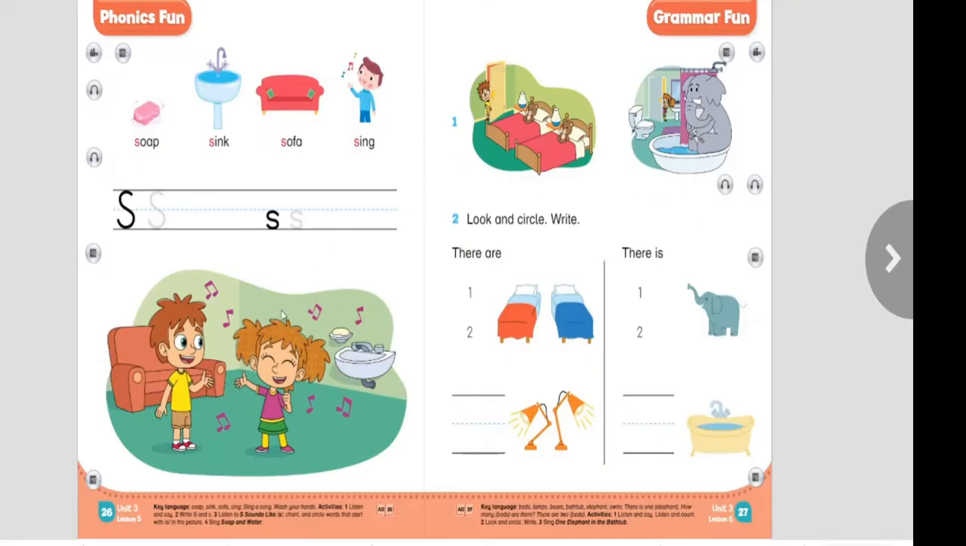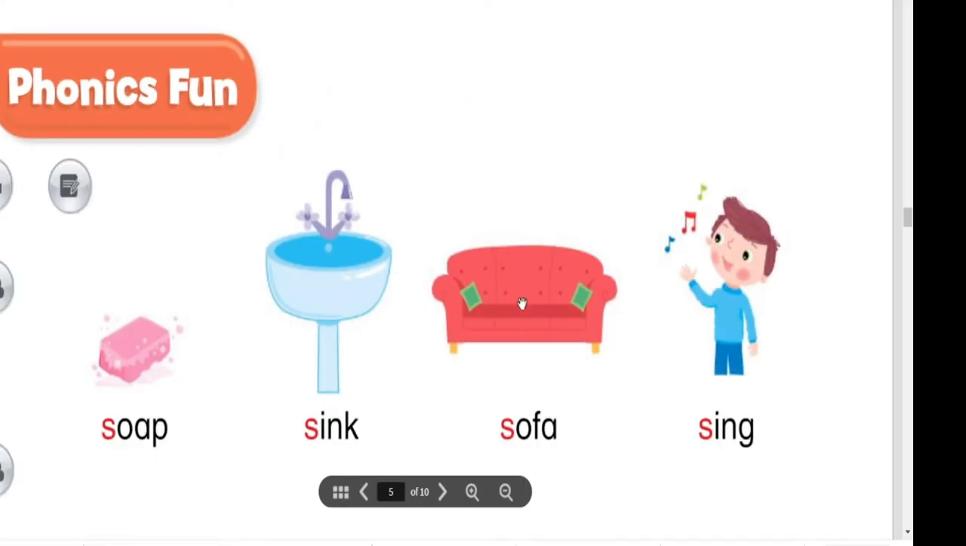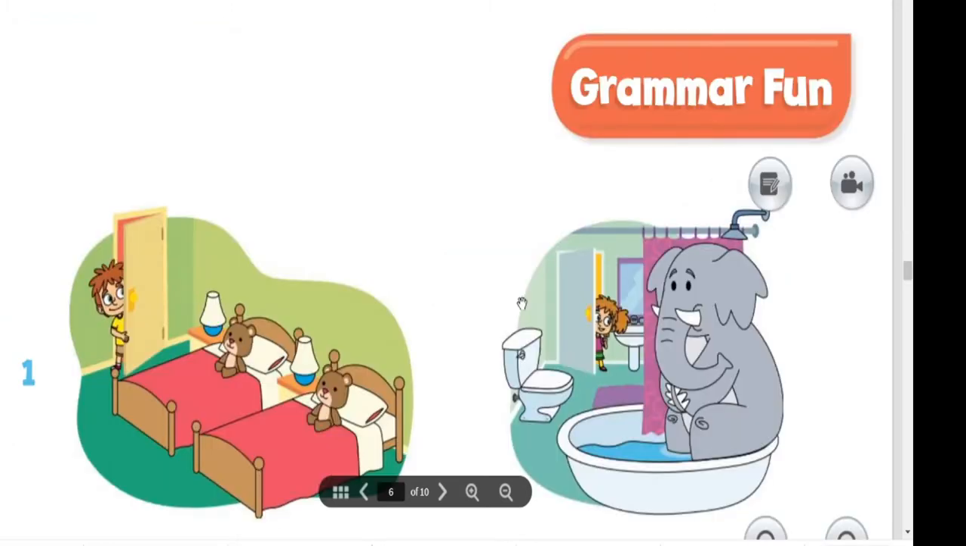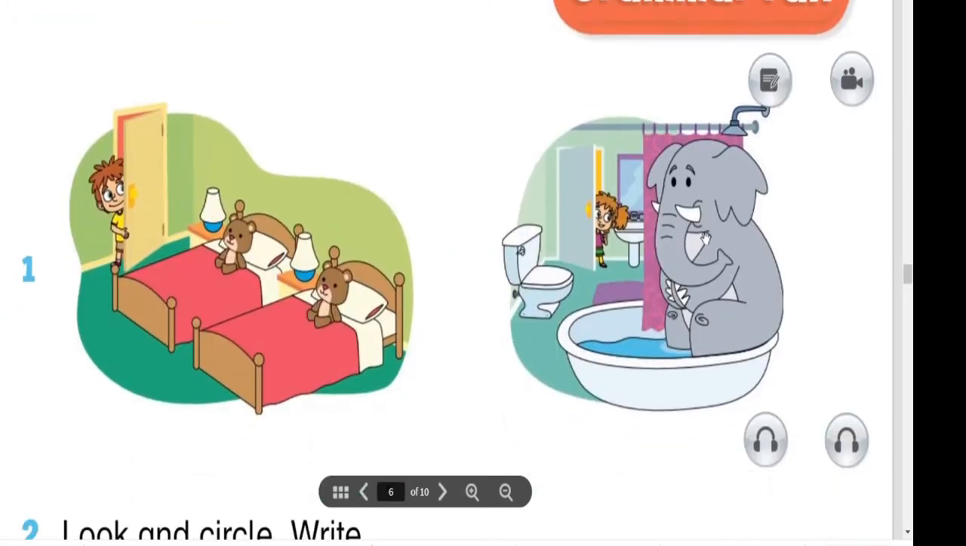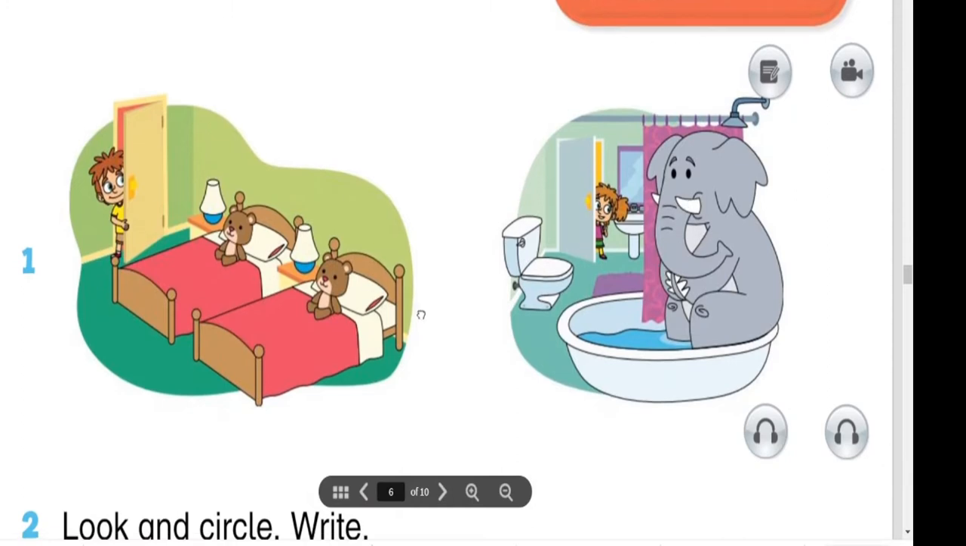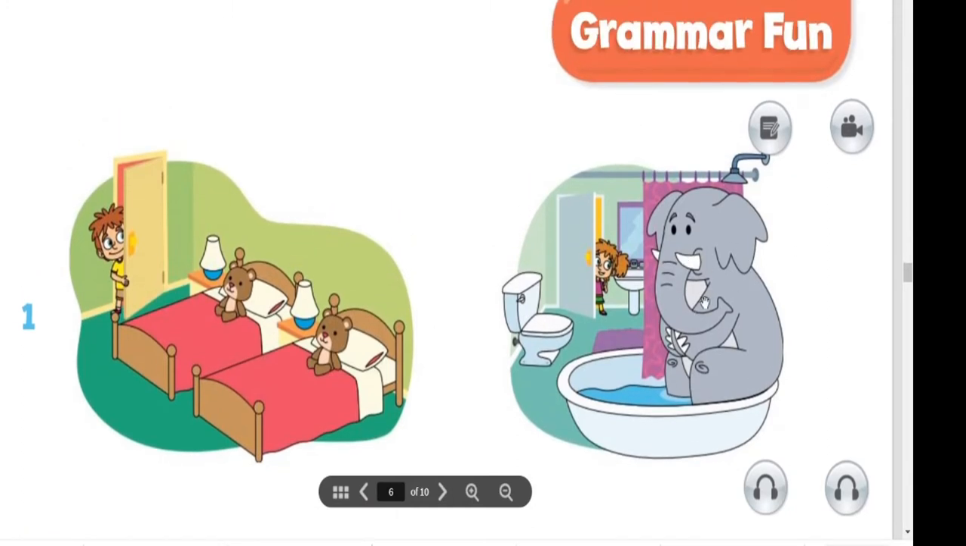Great, in today's class, let's go to Grammar Fun. Page 27. Good. Now, grammar fun. What do you see in these pictures? What do you see here? What animal is this? An elephant. Yes, an elephant. And these two are bears, right? These two are bears.